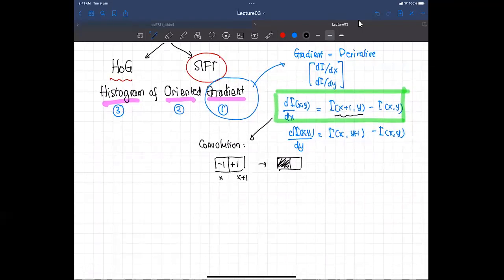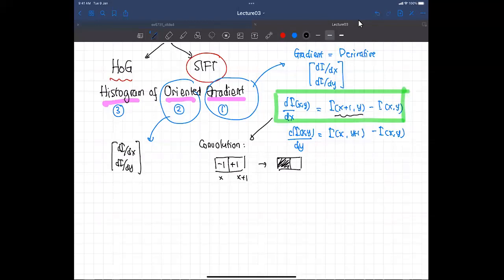Now, that's number one. Number two is orientation. What does it mean by orientation? Oriented gradients. The gradient orientation. So previously we have that vector, the gradient vector, which is dI/dx, dI/dy. So this is a vector, right? What are the properties of a vector? There are two properties of a vector, right? What are these two properties? It has a magnitude and it has orientation. Exactly. So we are talking about two things here.